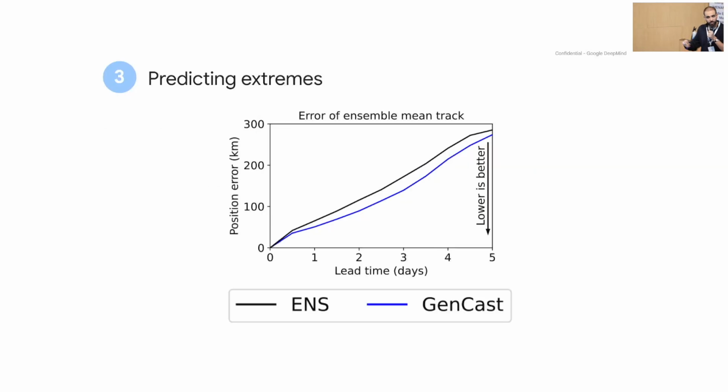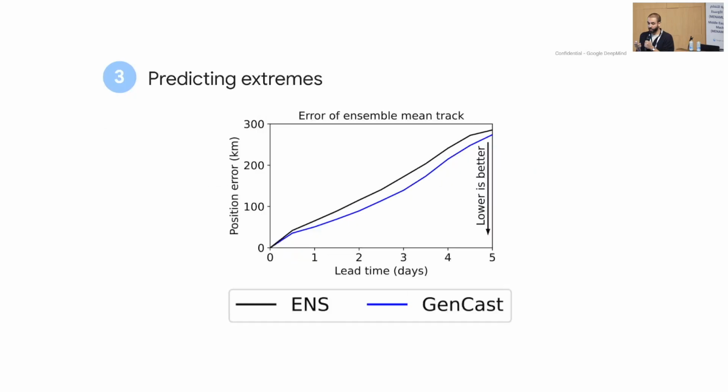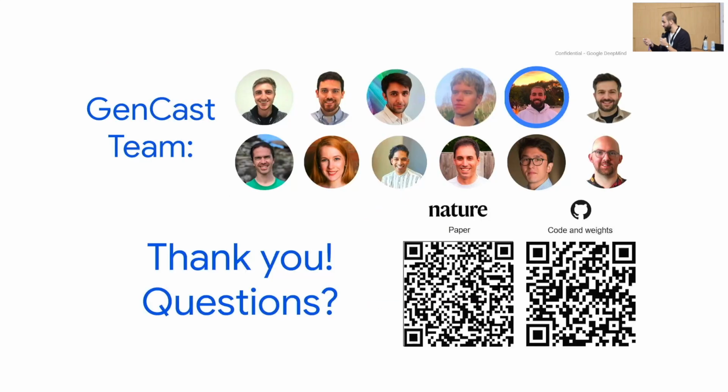And for that, one of the metrics amongst many that we use is the error of the ensemble mean track. And all that is, going back here, I'm going to calculate the mean track that these ensembles are forecasting. I'm going to look at the distance between that and the actual path that the typhoon took, and I'm going to calculate what the error was. And you can see that again, GenCast has a better error of ensemble mean track than ENS does.